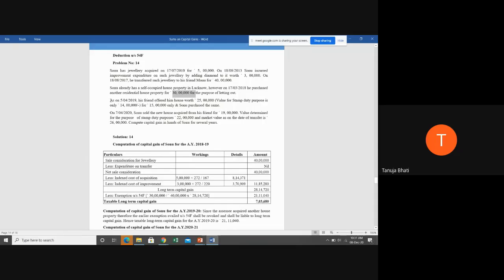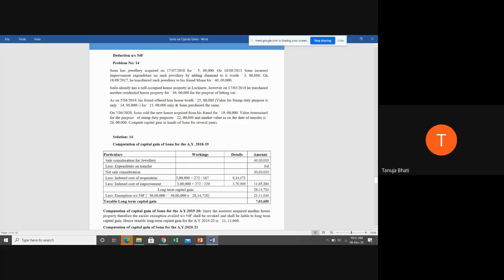As on 5/4/2019, his friend offered him a house of 25 lakhs. The value for stamp duty purpose is only 14 lakhs, for 15 lakhs only, and Sonu purchased the same. Now this comes in which assessment year, students? 5/4/2019 will come in the assessment year 19/20. So first let us finish the computation of assessment year 18/19.